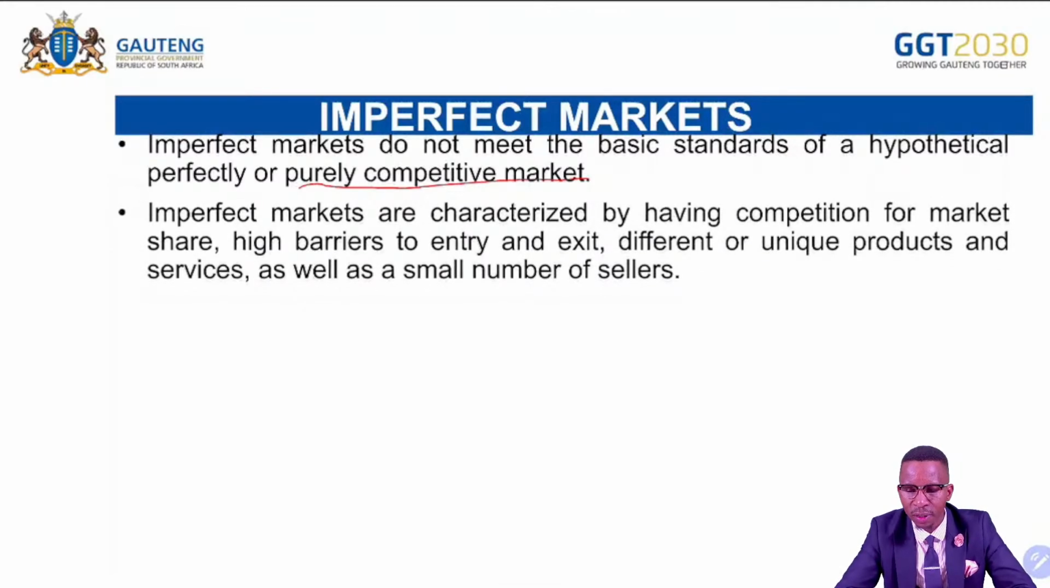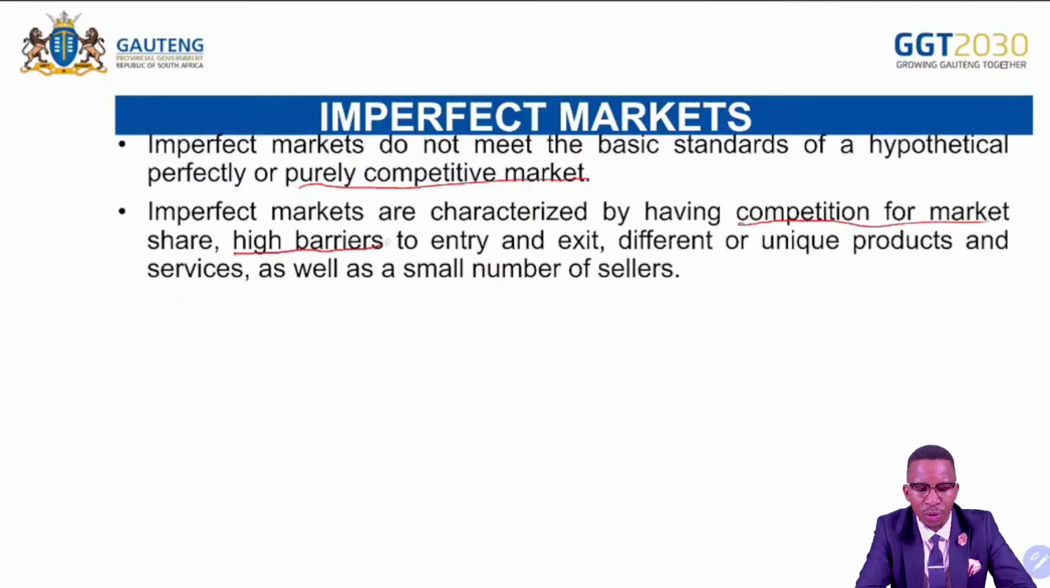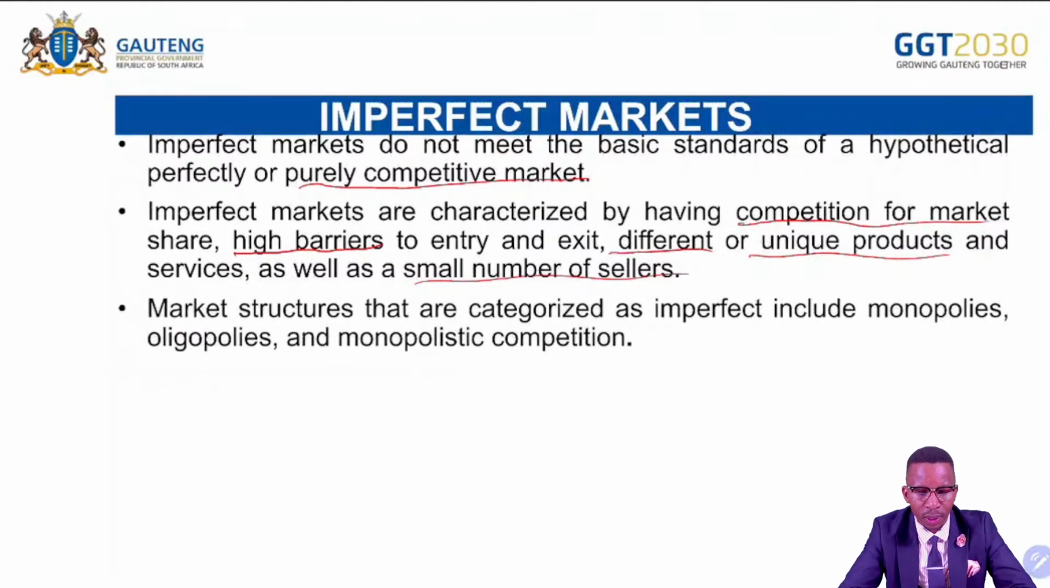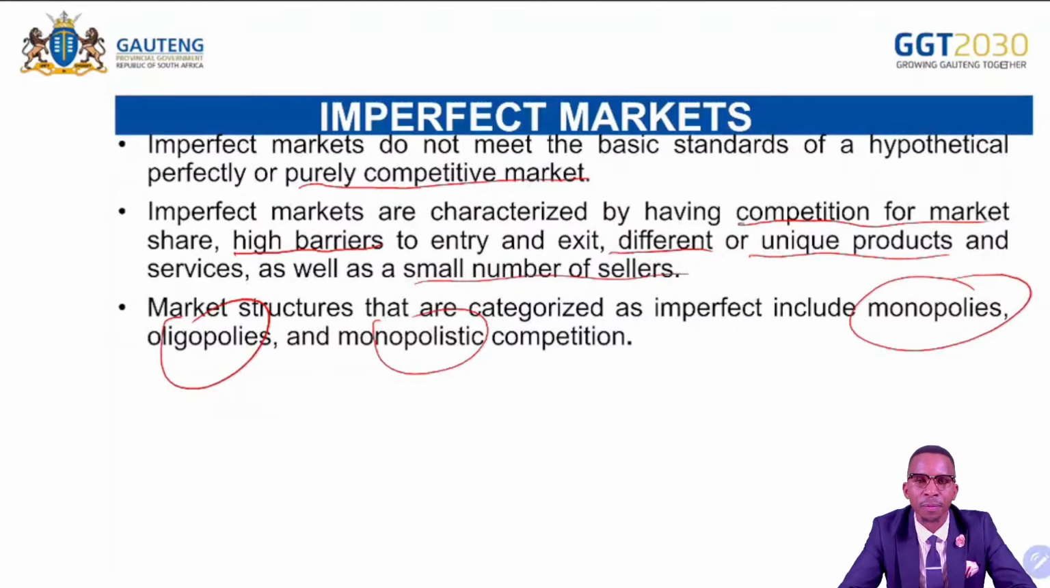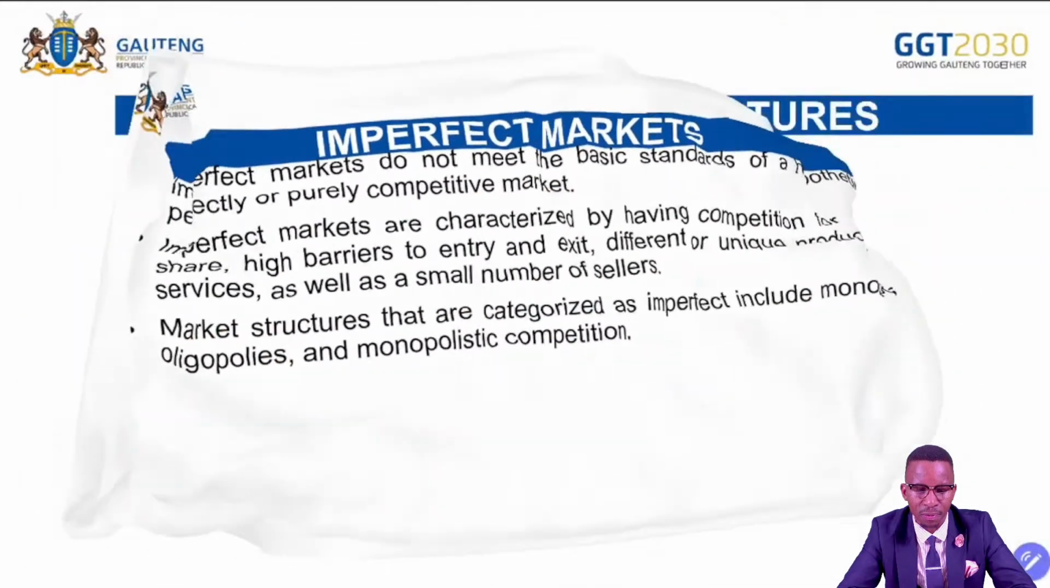Imperfect markets are characterized by competing for market share, so they compete for consumers. There are high barriers to entry that block the entry of new businesses, and they sell either differentiated, unique or heterogeneous products. There are few sellers within the market, especially if we talk about the oligopoly, and the monopoly as the single firm that supplies the entire market. Market structures categorized as imperfect markets include, like I've mentioned, monopolies, oligopolies, and monopolistic competition. All businesses that are part of these structures are part of the imperfect markets.